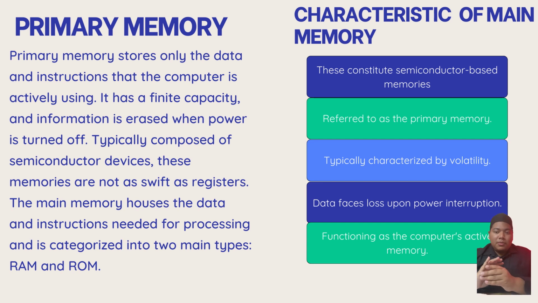The main memory houses the data and instructions needed for processing and is categorized into two main types: random access memory (RAM) and read-only memory (ROM). So the characteristic of main memory is that it constitutes semiconductor-based memory. It is referred to as the primary memory, typically characterized by volatility, and the data is lost upon power interruption. Functioning as the computer's active memory.